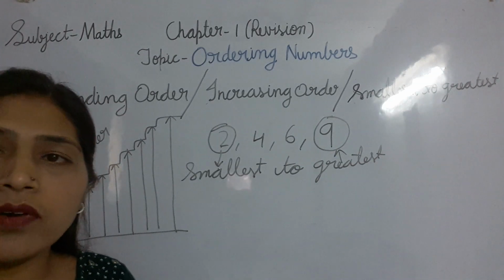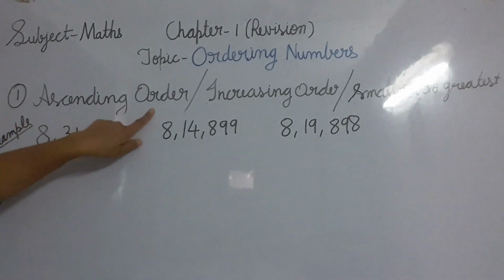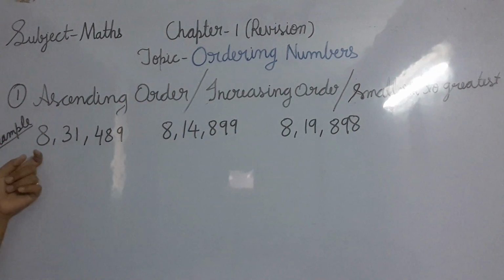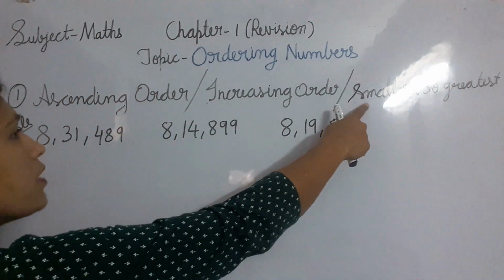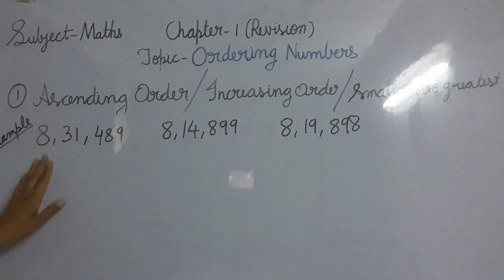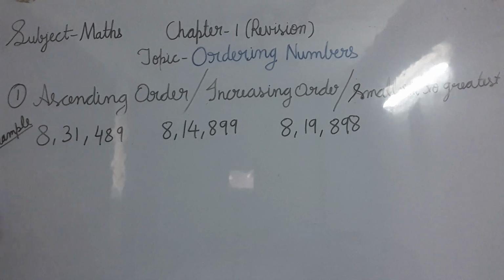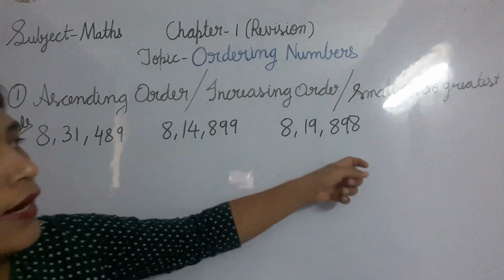So let's take one example for ascending order. We have 3 numbers and we have to arrange them in ascending order. Ascending means smallest to greatest. To arrange these numbers from smallest to greatest, we always look for the smallest number only. Find the smallest number, tick it and write it. So how will we find which is the smallest number? In my previous video I told you how to compare numbers. First we count the digits. Then whoever has fewer digits is the smallest number.